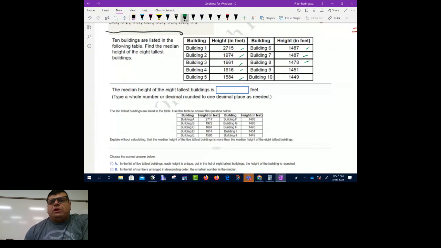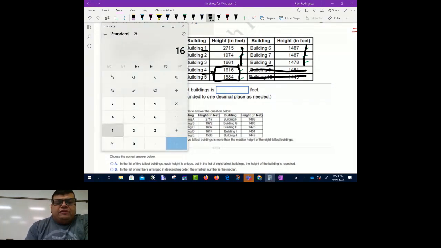From biggest to smallest. So y'all, I'm not going to worry about the last 2 because we're only looking at the 8 tallest. So y'all, I'm only looking at 1 through 8. I need to figure out what numbers would be exactly in the middle. Wouldn't it be these 2 numbers in the middle? Because there would be 3 numbers smaller than them and 3 numbers bigger than them. So I need to find the average of those 2, y'all.